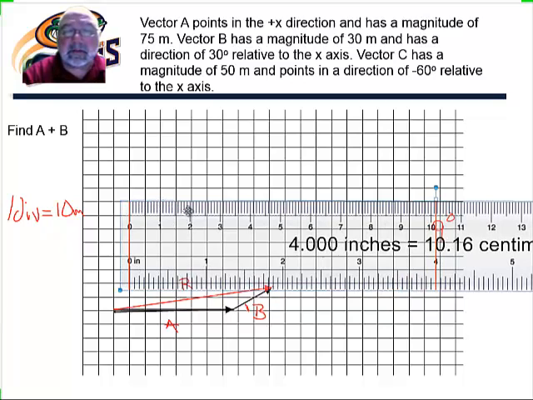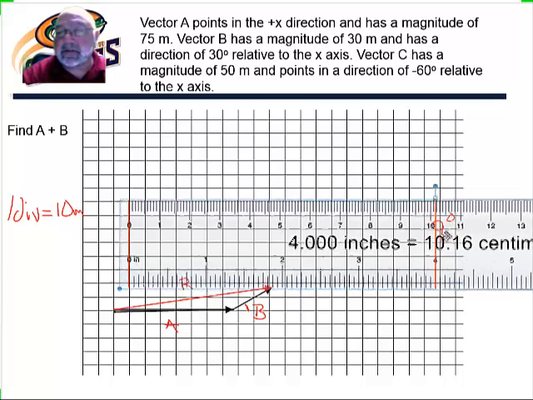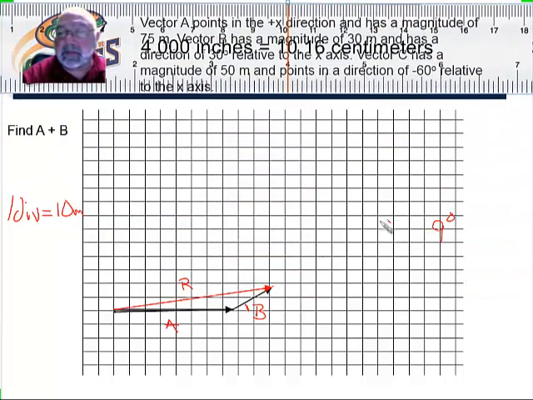So 5.2 looks like 10, 20, 30, 40, 50, 60, 70, 80, 90, and maybe 0.1, so 91 meters. 91 meters at 9 degrees. And this would be R in the notation: the magnitude of the vector, comma, and then the polar angle.